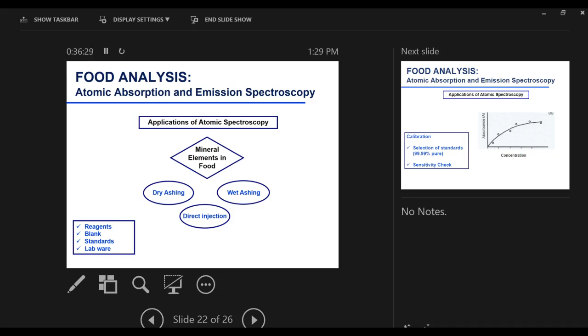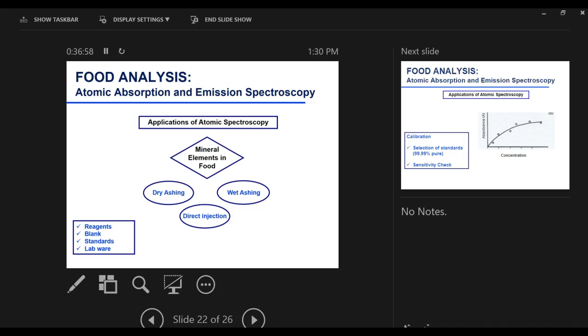Here in this box, I bring your attention to reagents, blanks, standards, and glassware. Sometimes your reagents are contaminated with minerals. So what happens is you run a blank. The way you prepare your sample, you prepare a blank without your sample and use the same reagent. So the blank corrects for any contamination that comes from reagents.